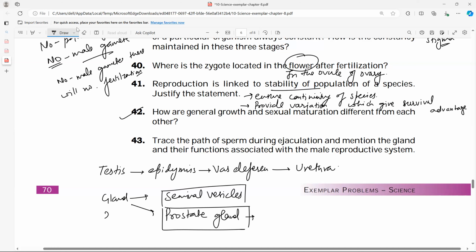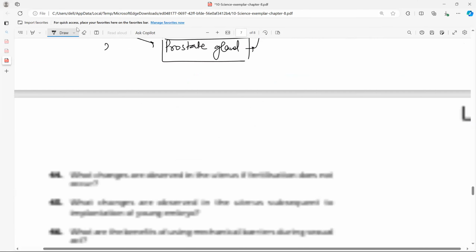And if I talk about seminal vesicles, the seminal vesicles produce semen, which is very nutrient-rich, having a lot of nutrients like calcium, protein, vitamins, which provides nourishment to the sperm. Got it? So this we have written in notes. So you can check this one here.